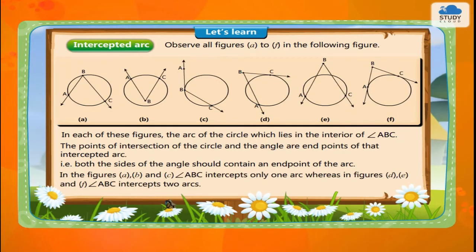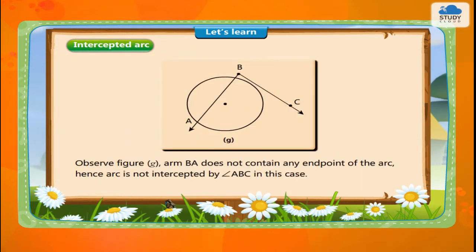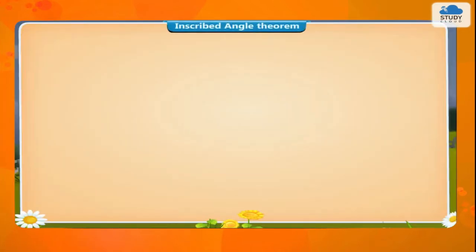In figures A, B and C, angle ABC intercepts only one arc, whereas in figures D, E and F, angle ABC intercepts two arcs. Observe figure G. Arm BA does not contain any endpoint of the arc, hence the arc is not intercepted by angle ABC in this case. Inscribed angle theorem.